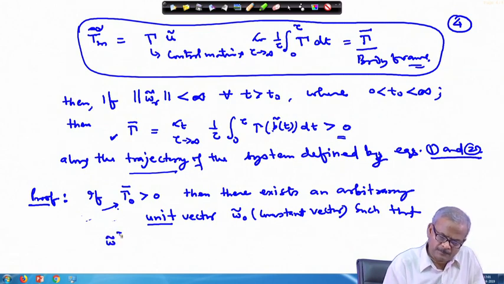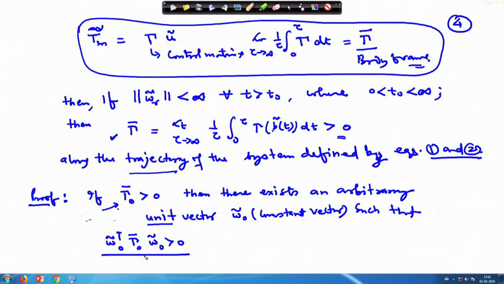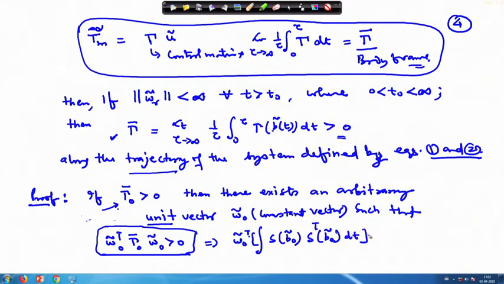Such that, so this is the basic property of a positive definite matrix, because this will form a quadratic function and you will get it greater than 0. So, I hope that you know all these things from your matrix algebra. Okay. So, this implies that we can write this as omega tilde 0 transpose, and gamma bar 0 is nothing but S B 0 tilde times, so this should be greater than 0. This implies this is true.